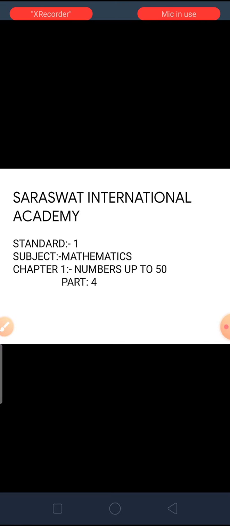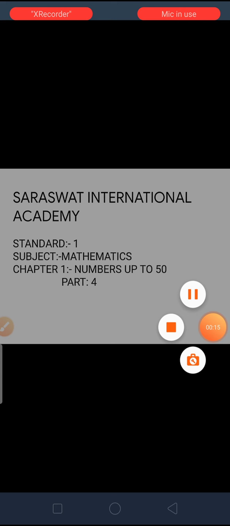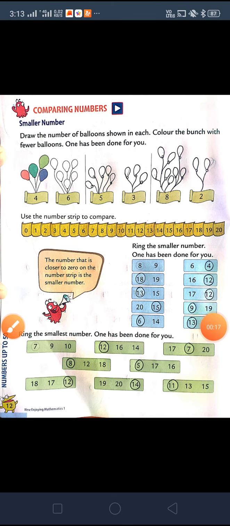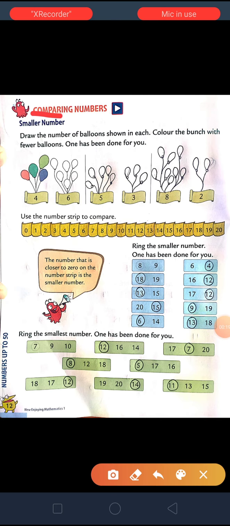Today I am going to teach you mathematics chapter number 1, numbers up to 50, part 4. So our today's topic is comparing numbers. In that, first point is smaller numbers. Now what do you mean by smaller number? Smaller number means whichever is less.